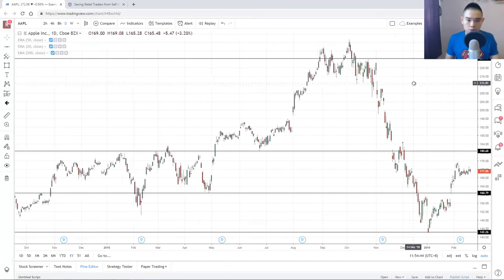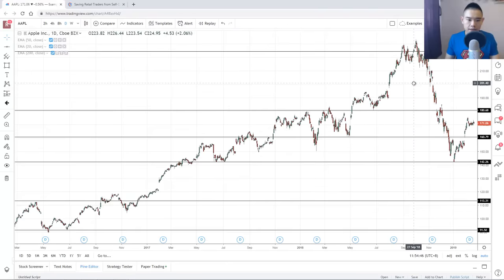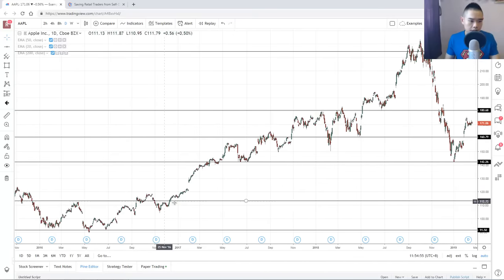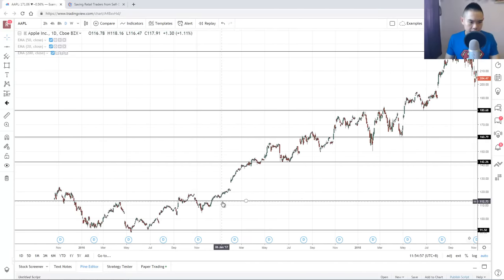Oh yeah, I just adjusted this chart. Let me reset it. 1, 2, 3, 4, 5, 6, 7, 8, 9, 10. Right. Then we have this level here. Nice bounce, and then pretty much got this 1, 2, 3, about 4 here. Then this one back in time slightly over at this point.